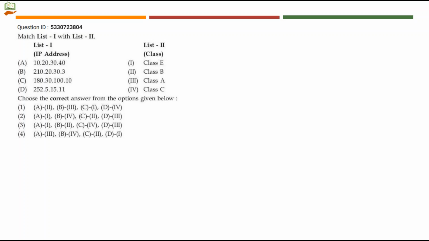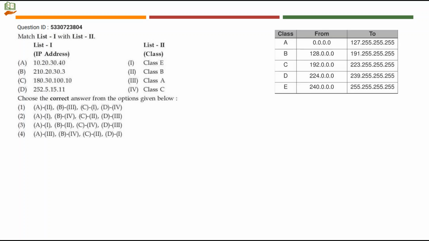Next question, match list 1 with list 2. They have given IP address in list 1 and they have asked to match it with the respective class. We'll just have an idea. So A is from 0 to 127, B is from 128 to 191, C is from 192 to 223, D is from 224 to 239 and E is from 240 to 255.